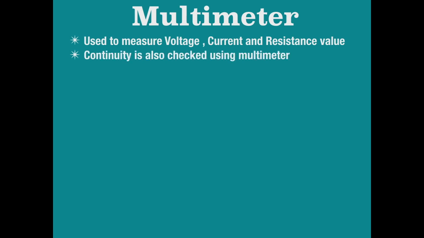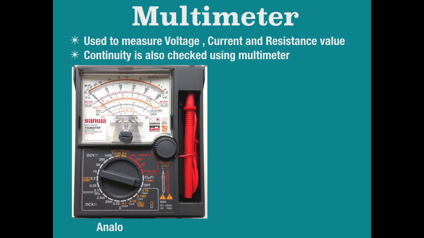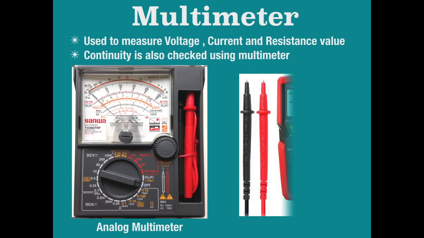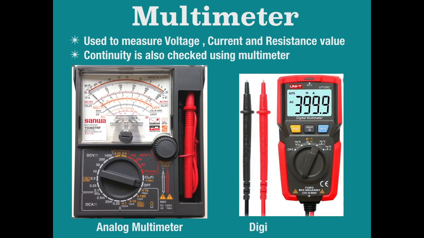Last but the most important equipment is the multimeter, which is used to measure voltage, current and resistance values. Continuity is also checked using the multimeter. Normally it is used for testing purposes. Analog and digital multimeters are available in the electronic laboratories.